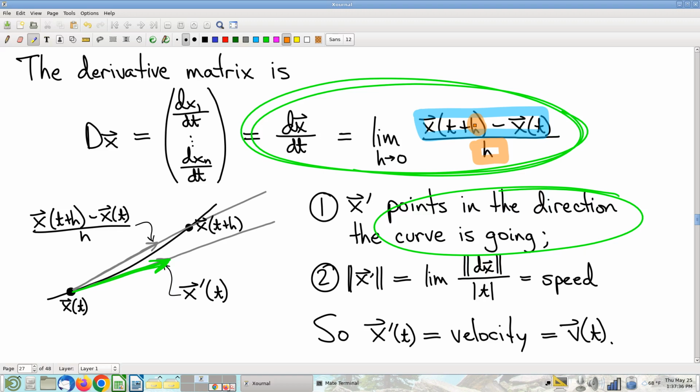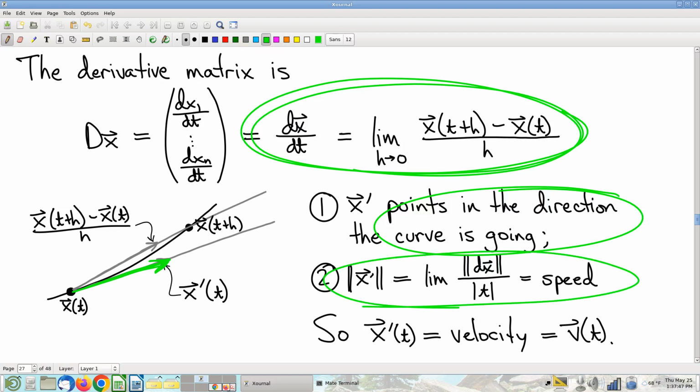So altogether then, our derivative vector points in the direction the curve is going. Its magnitude is equal to the speed. Where have we heard that before? That's the very definition of velocity. Velocity is a vector that points in the direction that you're going and whose magnitude is the speed. Straight up definition of velocity. Is that good? Okay. So, kind of a neat fact.